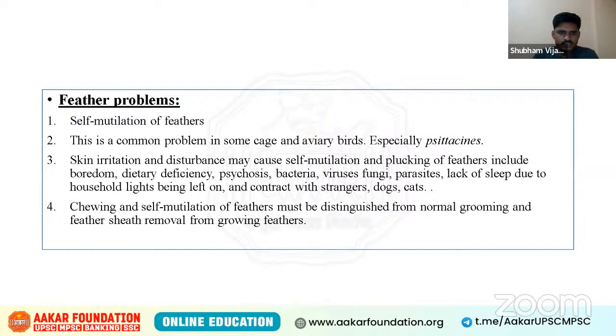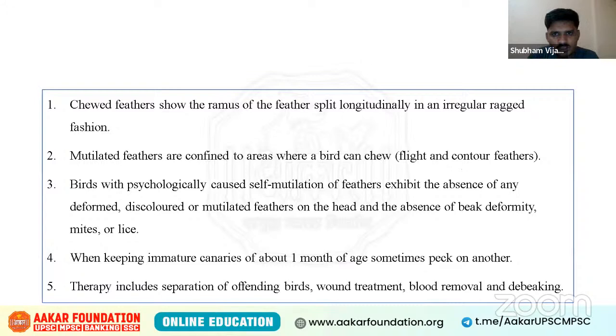Then chewing and self-mutilation of feathers must be distinguished from feather sheath removal. They will sometimes remove the sheath of the feathers, and they will also do self-mutilation of feathers, so it has to be differentiated. Chewed feathers have a shoddy ramus, the feather is split. Mutilated feathers are confined to areas where the bird can chew. Birds that are psychologically disturbed will exhibit the absence of deformed, discolored, and mutilated feathers.